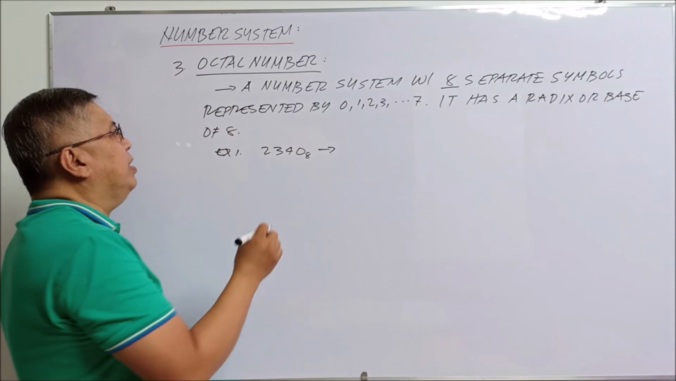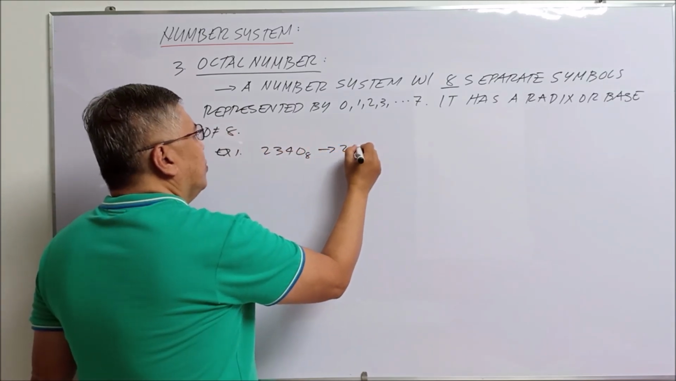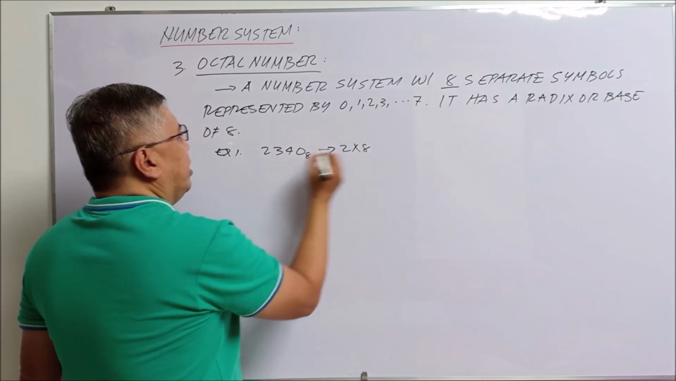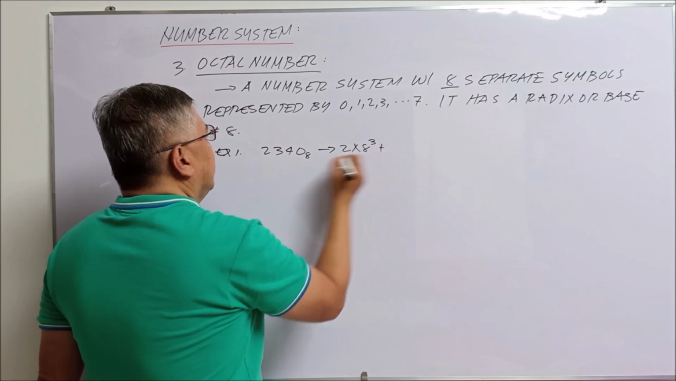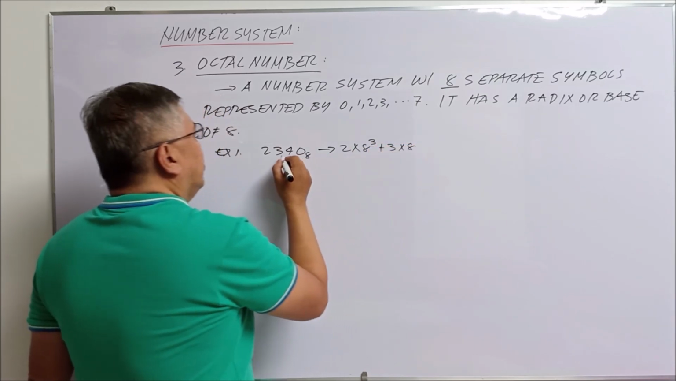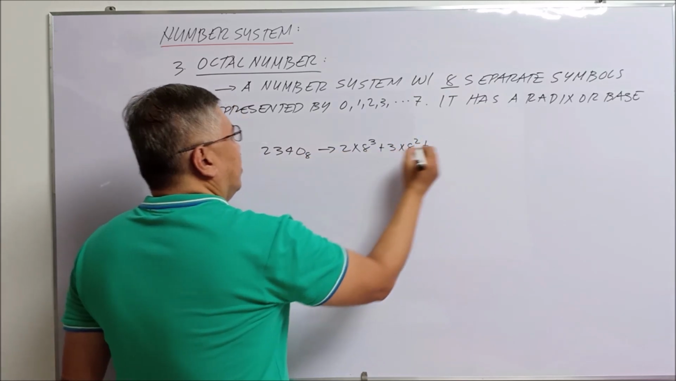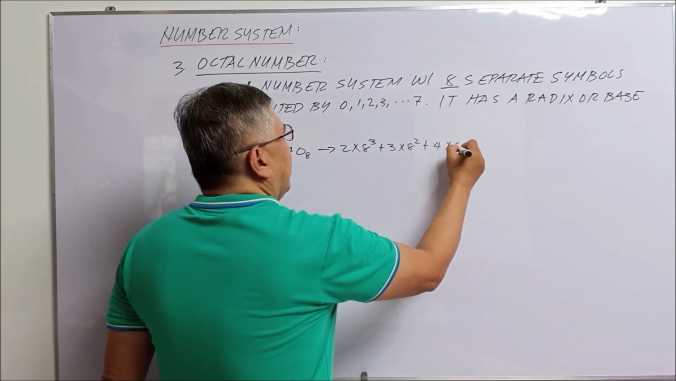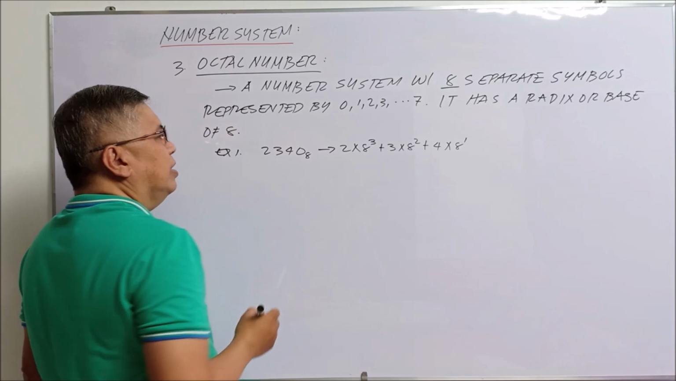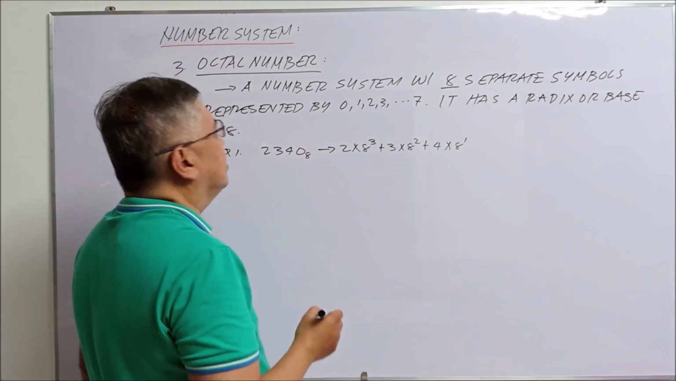So how do we obtain the positional notation of this number? You have 2 times 8 to what? 1, 2, 3, third power, plus 3 times 8 to the second, plus 4 times 8 to the first. The 0 here will not be included because any number multiplied by 0 is 0.